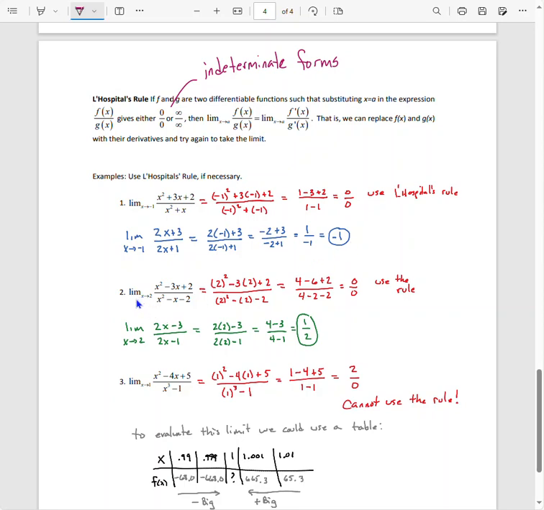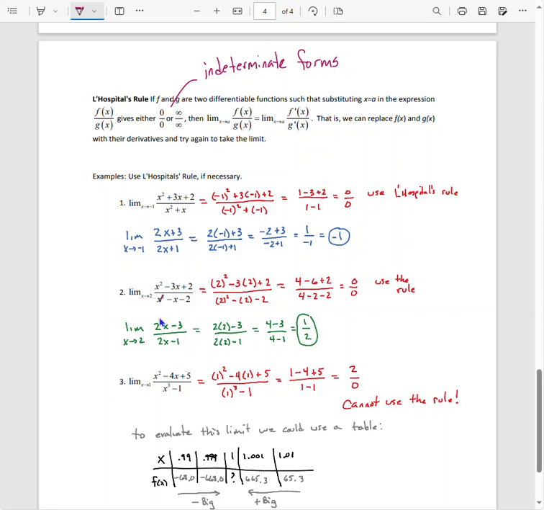If we try this again, the limit as x approaches 2, when I evaluate the function, I end up with 0 over 0. Because it's 0 over 0, this is an indeterminate form, I can use L'Hopital's rule. When I use L'Hopital's rule, I'm going to take the derivative of the numerator. Derivative of x squared is 2x. The derivative of minus 3x is a minus 3. And the derivative of plus 2 is 0, so I didn't bother writing it.